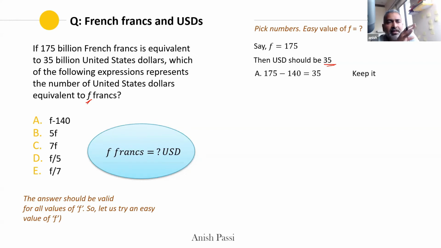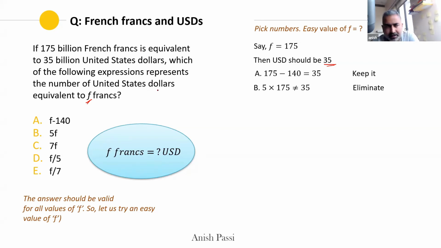But if one answer choice does not give me 35, for example, if I look at B, 5 times 175 will anyway be way more than 35. It won't be 35. So then I can eliminate B. 5F will never be the answer. Could F minus 140 be the answer? I don't know yet. Maybe it is. I'll keep it. If I eliminate the other four, then A becomes correct.